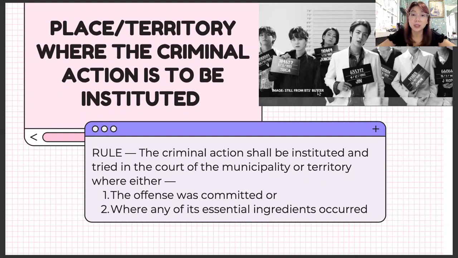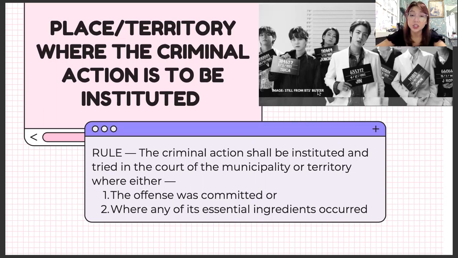Where an offense is committed in a train, aircraft, or other public or private vehicle in the course of its trip, the criminal action shall be instituted and tried in the court of any municipality or territory where such train, aircraft, or other vehicle passed during its trip, including the place of its departure and arrival. Pangalawang exception, where an offense is committed on board a vessel in the course of its voyage.